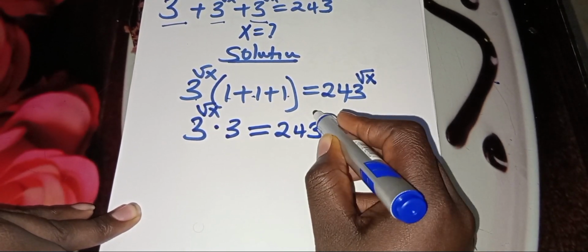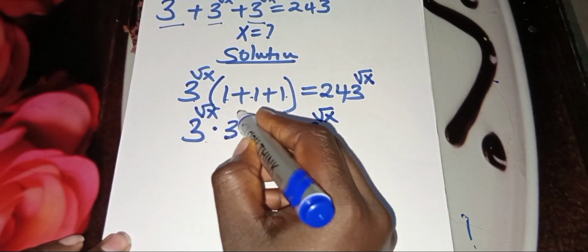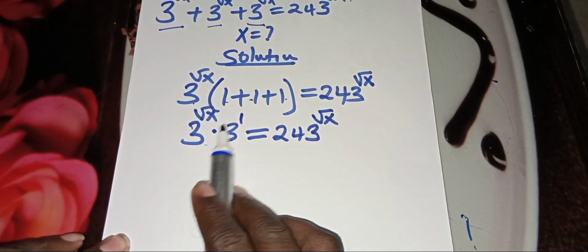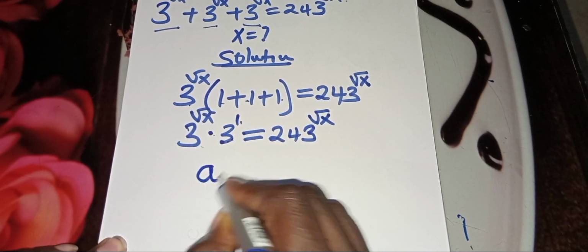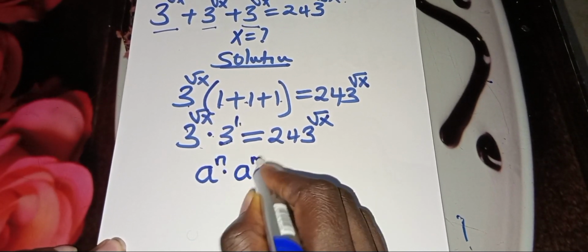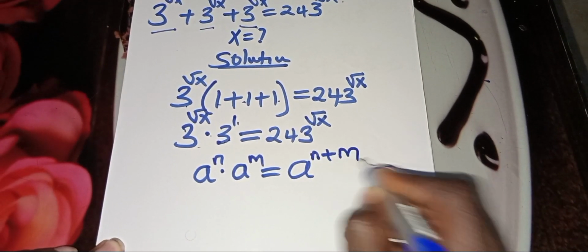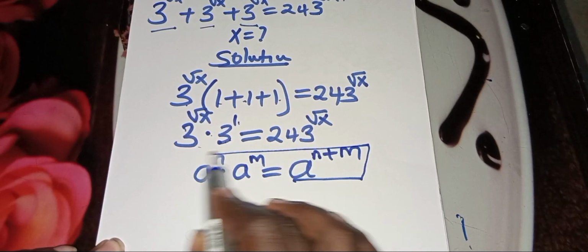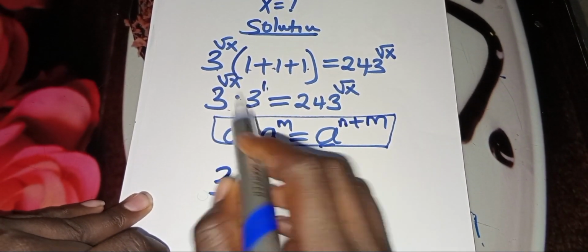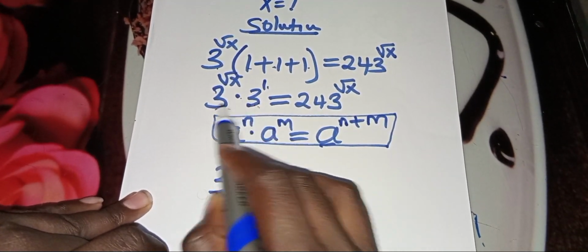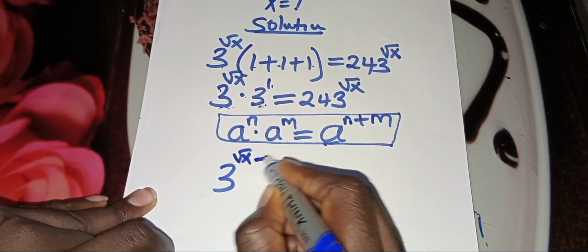243 raised to power square root of x. Okay? Now, as you can see, this is 3 raised to power 1. Now, 3 raised to power square root of x multiplied by 3 raised to power 1 is in the form of a raised to power n multiplied by a raised to power m, which we can express as a raised to power n plus m. Okay? So let's express in this form. So that now we're going to have 3 raised to power, now, since the bases are common, we are going to have 3 raised to power square root of x plus 1.